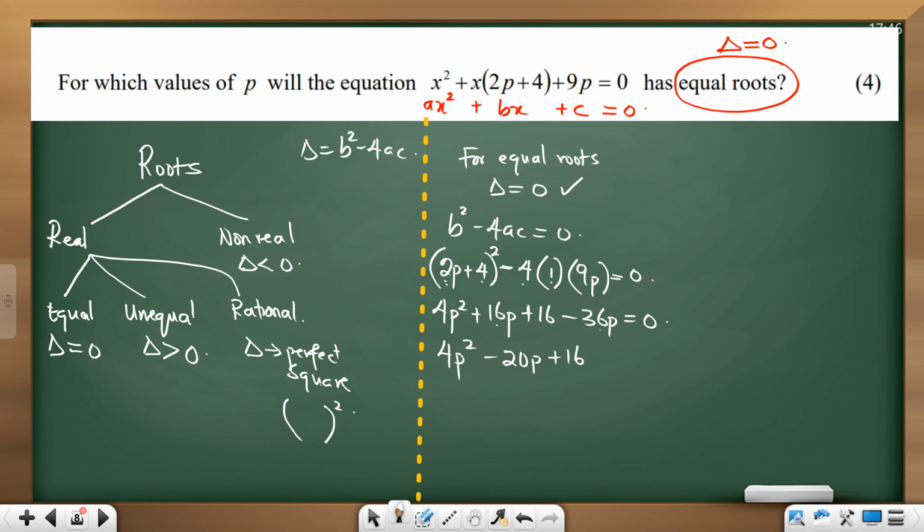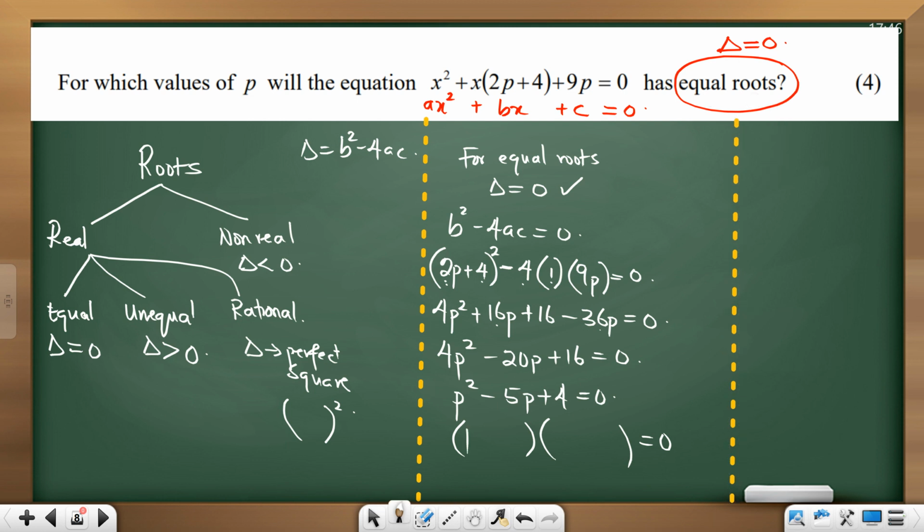minus 20p. For me, I'll divide by 4 because they're all multiples of 4. P squared minus 5p plus 4. Do you think we can solve this? Lovely. Equals to 0. What are we looking for? Factors. P minus 1, p minus 4. Beautiful. So p equals 1 or 4. Done. 4 marks. So you'd have gotten a mark for saying discriminant equals 0. You'll get a mark for the substitution, you get a mark for the factors, and you get a mark for your answer.